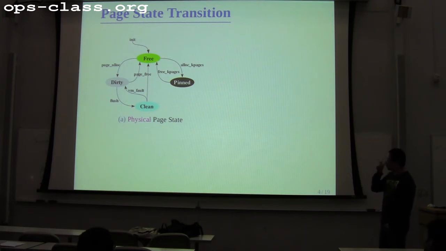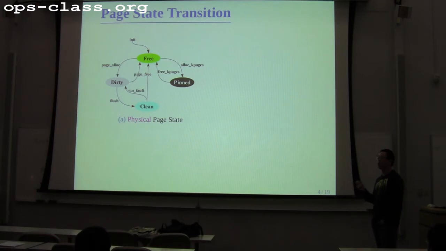And for user pages, which are allocated by page alloc, it goes from free to dirty. One question: why do we mark it dirty when we first allocate a page? Because naturally, intuitively, it's kind of clean, right? Nobody has used it. Why do we mark this page as dirty?